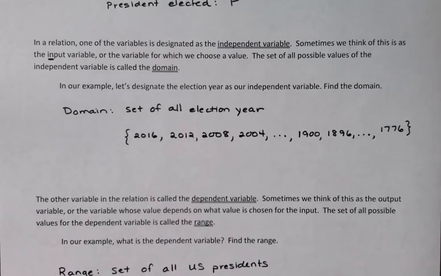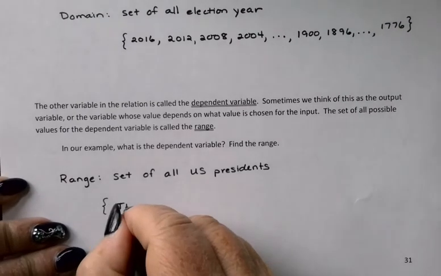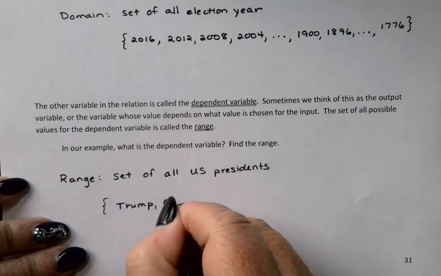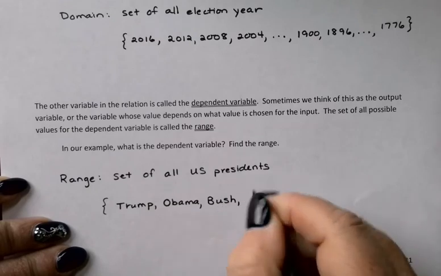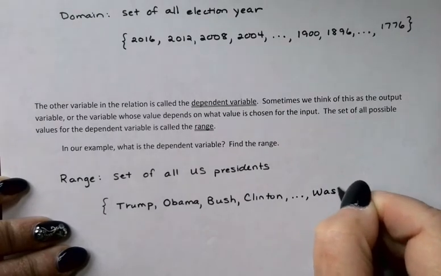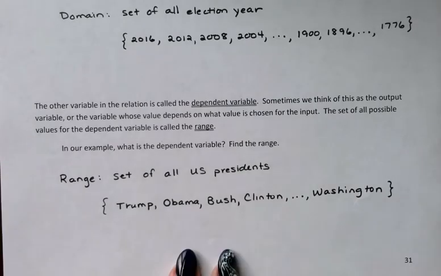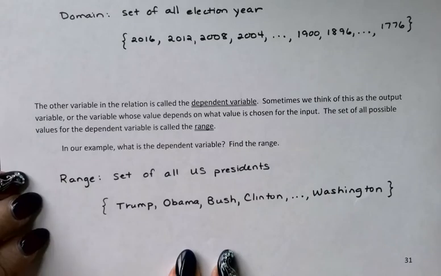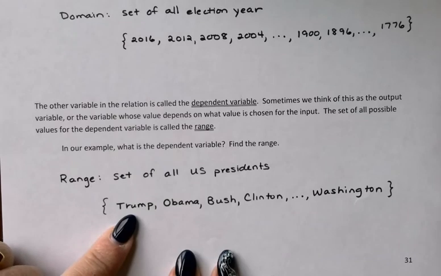And of course, I'm not going to take the time, nor could I probably name them all. However, we can at least get started. I'll start from the most recent on back. So Trump, Obama, Bush, Clinton, so on and so on, right? All the way back to Washington. So again, domain, all the possible inputs, range, all the possible outputs. If I give you an election year, like 2016, you would tell me the output is Trump.